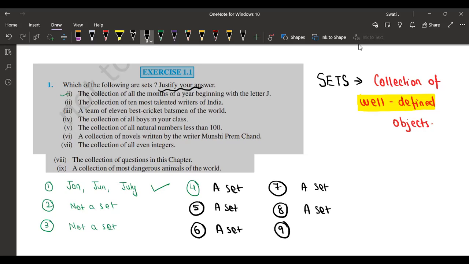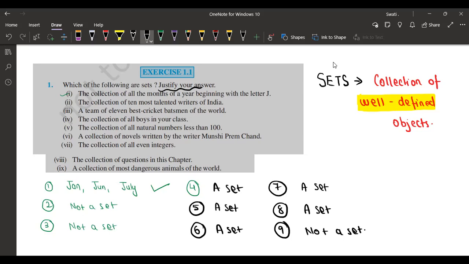All right, next is question number 9. That is a collection of most dangerous animals of the world. Again, what is the meaning of most dangerous? Maybe, for me, tiger is the most dangerous. For someone else, they're just very comfortable with tiger, like, of course, the trained people, right? So for them, tiger is not the most dangerous. Again, here, the collection of most dangerous animals of the world is not well defined. And because it is not well defined, it is not a set.